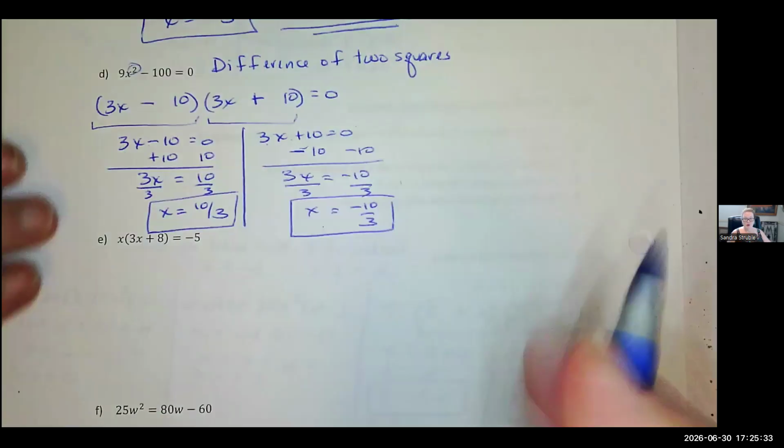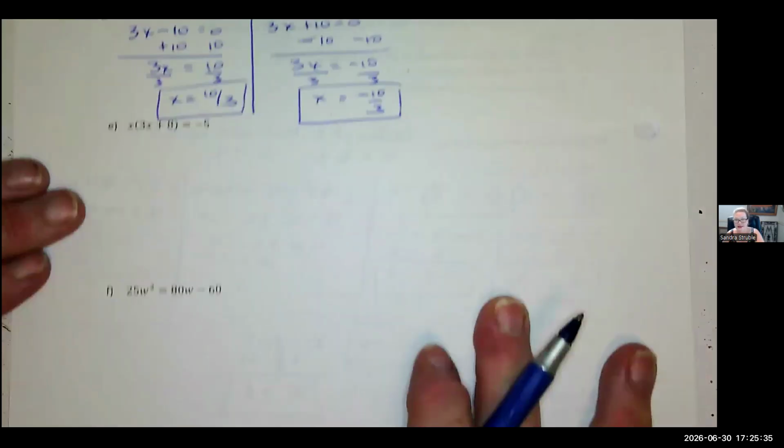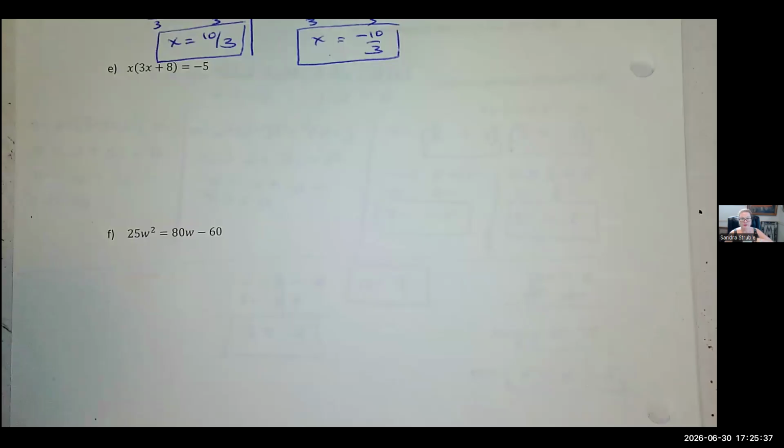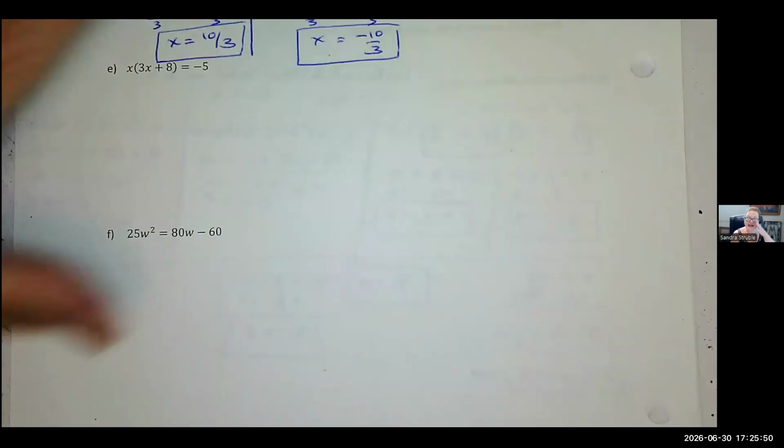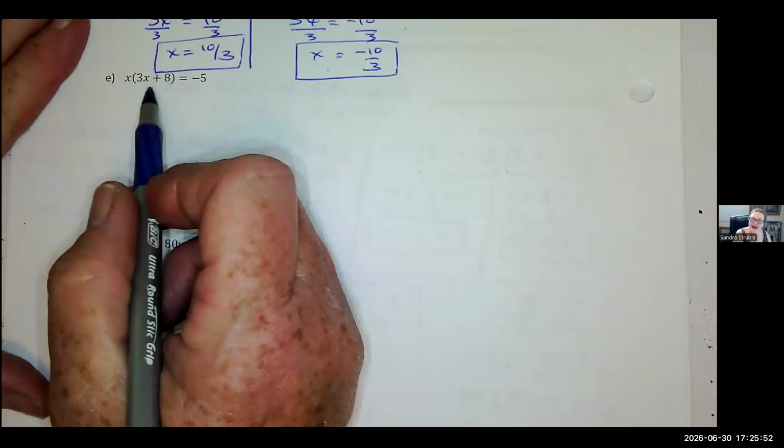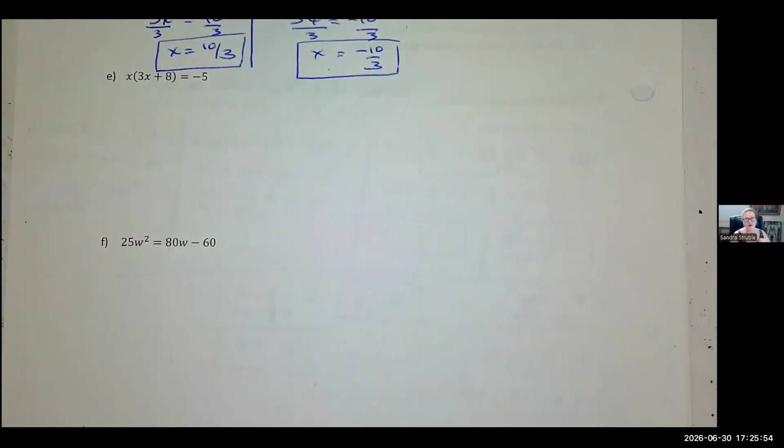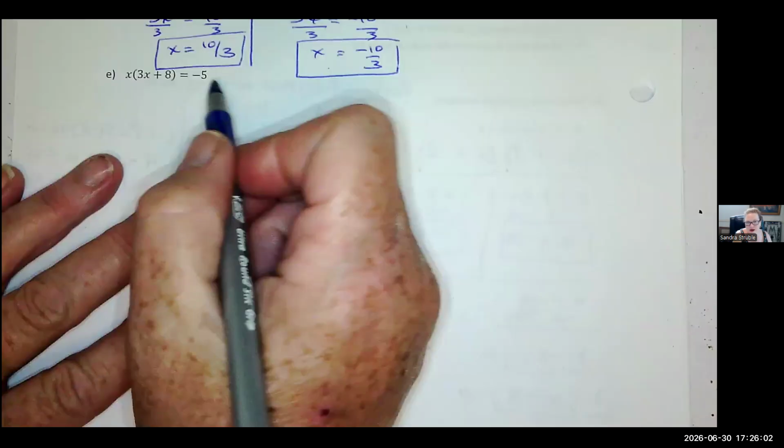Okay, this next one, y'all, I see this next mistake a lot. Please be careful and don't ever do this. It is so wrong. People are like, oh my God, it's already factored. It's already factored and set equal to -5. That's fantastic. I can just take x equal to -5 and 3x plus 8 equal to -5. Please don't do that. That is so wrong. Do not do that. It has to be a 0 over here, not another constant, no other integers.